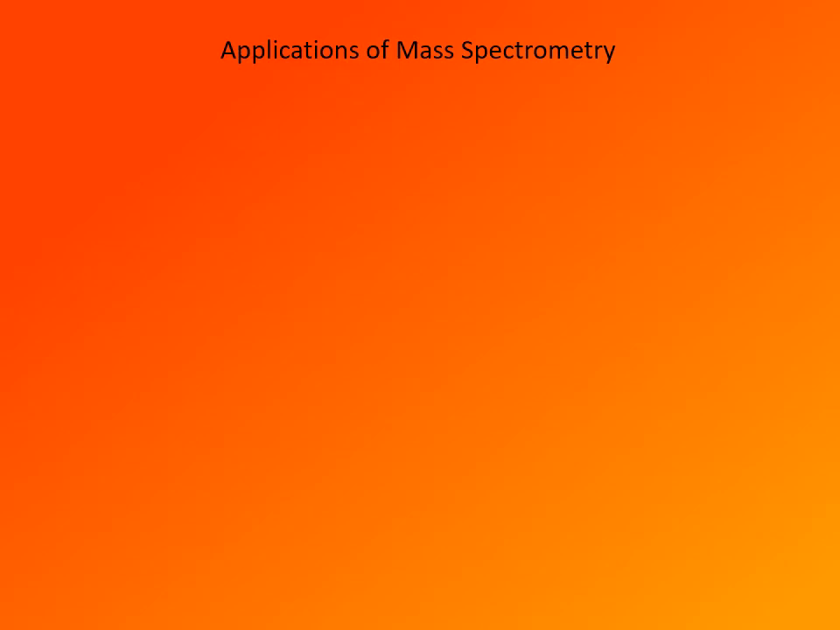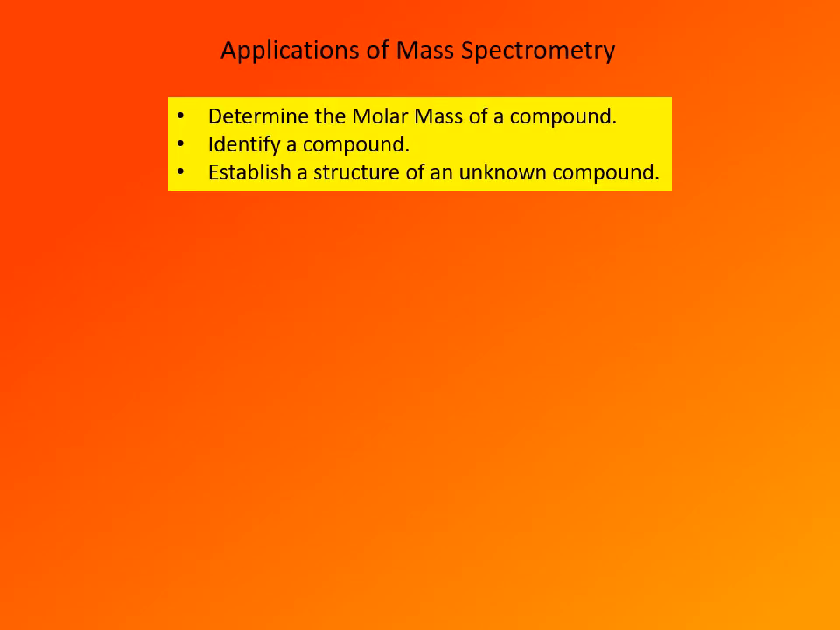Most common applications of mass spectrometry are to determine the molar mass of a compound. So if a compound is unknown, we can determine its molar mass. To identify a compound, a mass spectrum is actually a fingerprint of a compound. Each compound has a unique mass spectrum. So an unknown sample could be compared with a library of known spectra, and if there is a match, then the compound could be identified. And these days, computer programs do that comparison and actually can print how good a match is. And finally, mass spectrometry in some instances can be used to establish the structure of an unknown compound.